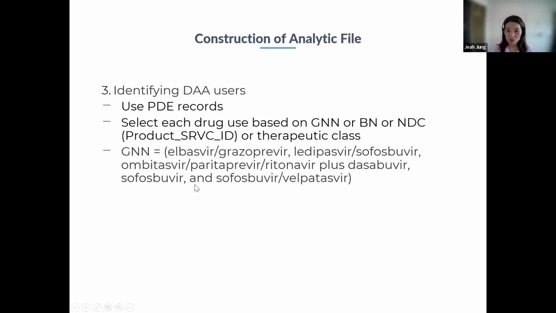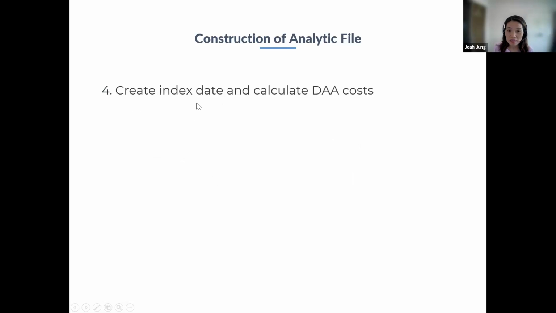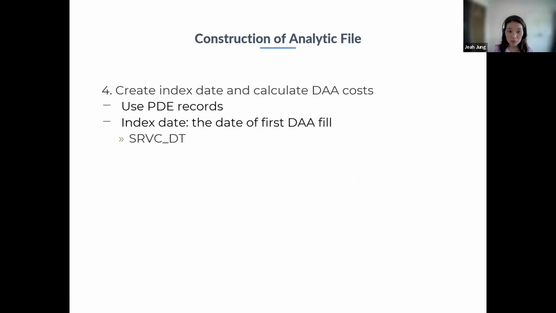And that's what I wanted to say here. When you use PDE records, once you select all these drug users, you have to identify the index date, right? So using our PDE records, we define the index date as the date of the first DAA fill, using the service date variable. And also we calculate the DAA cost, but I don't think we used this one. So the key here is identifying the index date.